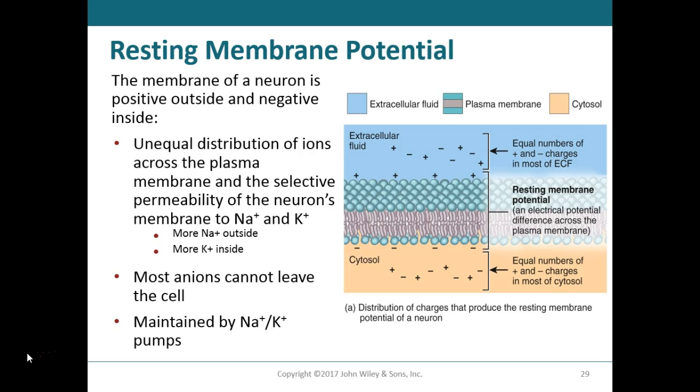So remember, cells that have this difference in charge across the cell membrane are said to be polarized, right? So one side of the membrane is more positively charged, one side of the membrane is more negatively charged.